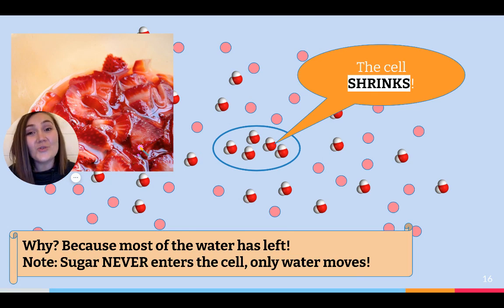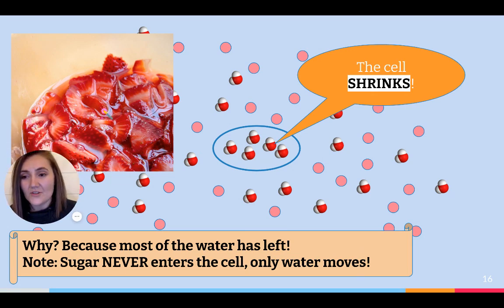So the cell shrinks. That's because all of the water has left. So when you look at this picture of strawberries after sitting in sugar for so long, all of that water is actually leaving the strawberry cells, and that's why you're seeing water in the bowl. So the sugar never entered the cell. Only water molecules have moved out. As a result, the strawberries are going to become very shrunk and shriveled, and that's because all the water, the cytoplasm, has left the cell.